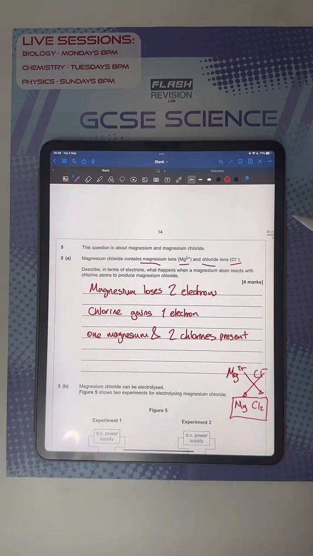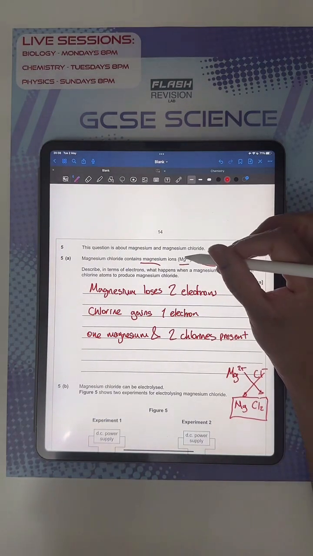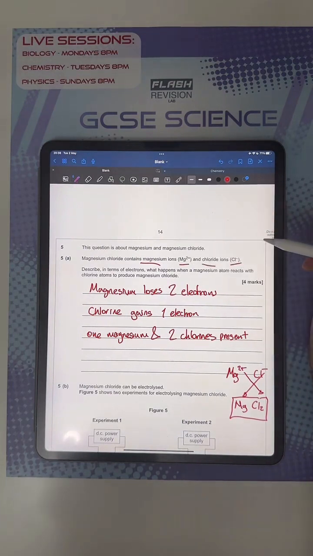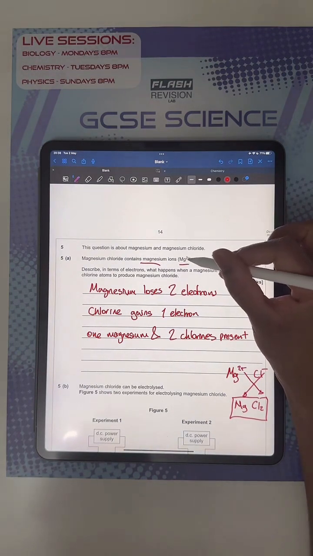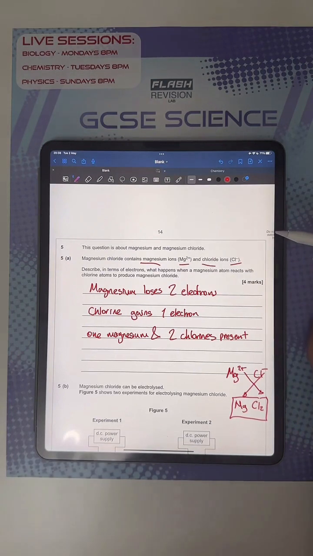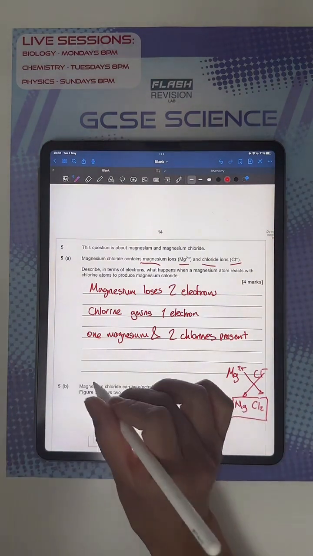How do you get 1 magnesium from 2? The 2 is telling you the charge. It's not telling you the number of magnesiums. That's how many electrons it's lost. It's not how many magnesiums there are. It's ionic, guys. It's not covalent.